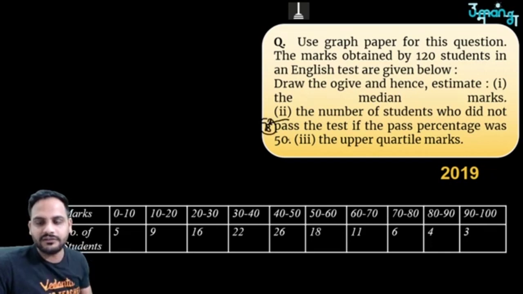Just look at the cumulative frequency. Otherwise, you have to add all these: 5 plus 9 plus 16 plus 22 plus 26. So the sum again is 78 only.